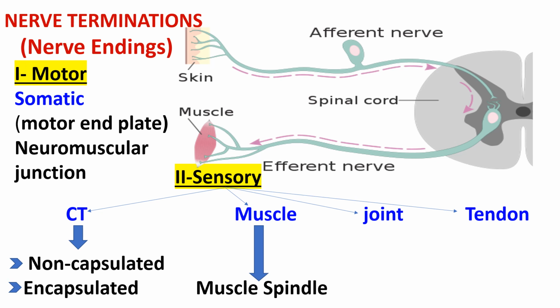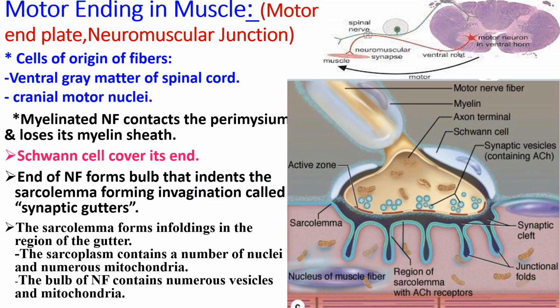So we're going to start with the motor endings. Motor endings. Nerve terminations on muscle. Efferent or motor ending. First, we are going to start by motor ending in muscle. It is also called motor end plate or neuromuscular junction.